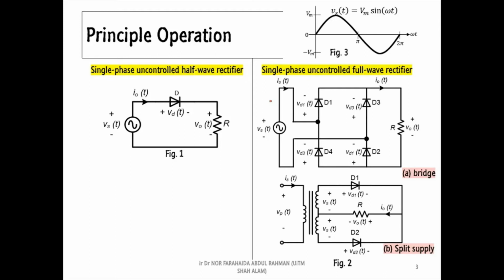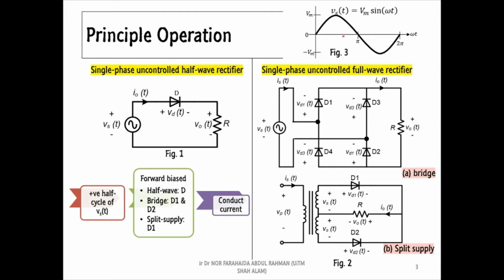As discussed in the previous videos, it is easy to explain the principal operation by referring to the supply voltage waveform. As you know, during the positive half cycle, diode D in the half-wave, diodes D1 and D2 in the bridge, and diode D1 in the split supply rectifiers are forward biased. It is because the polarity of the anode terminals is positive. Automatically, the diodes are turned on and conduct the current.